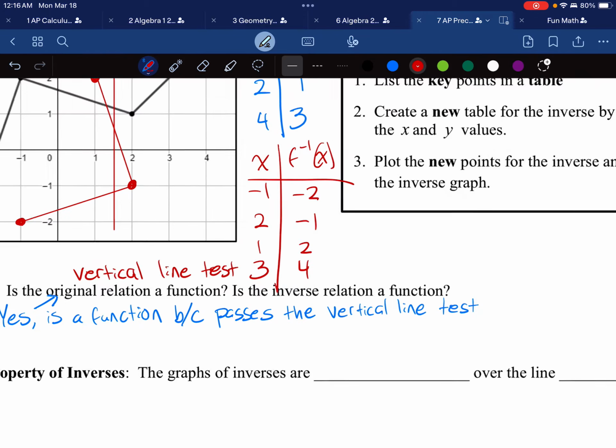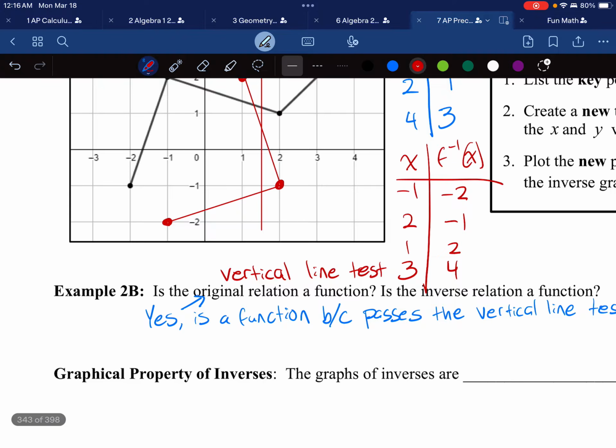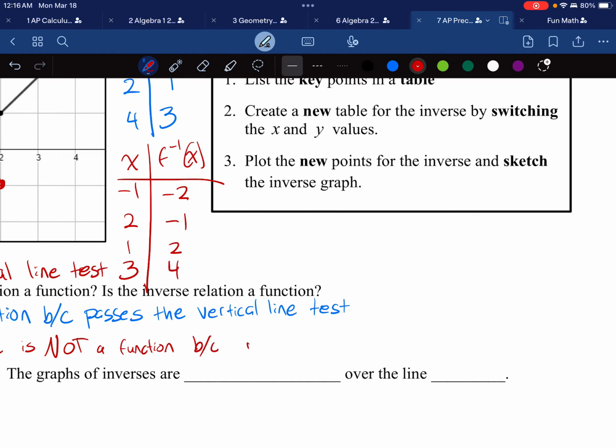So we'll say no, the inverse is not a function. And you can say it's because it fails the vertical line test.